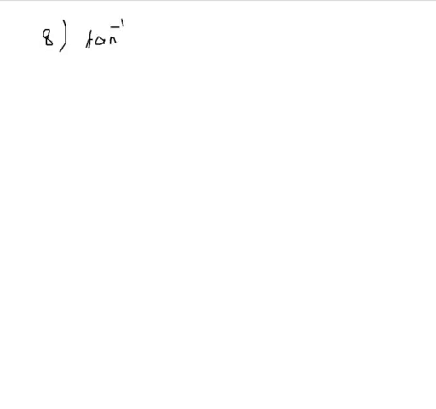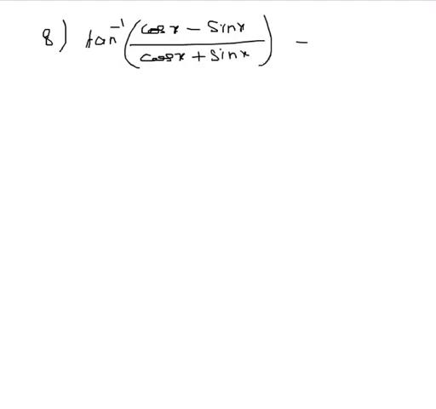Tan inverse of (cos x minus sin x) divided by (cos x plus sin x), and the interval is minus pi by 4 less than x less than pi by 4. In some editions it is given as 0 less than x less than pi. We will do with this condition, minus pi by 4 less than x less than pi by 4.